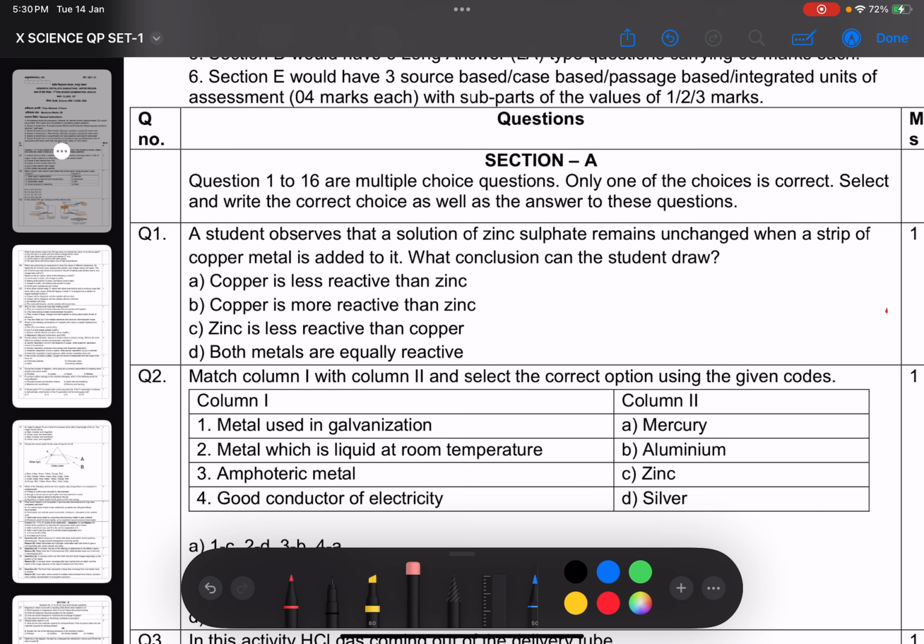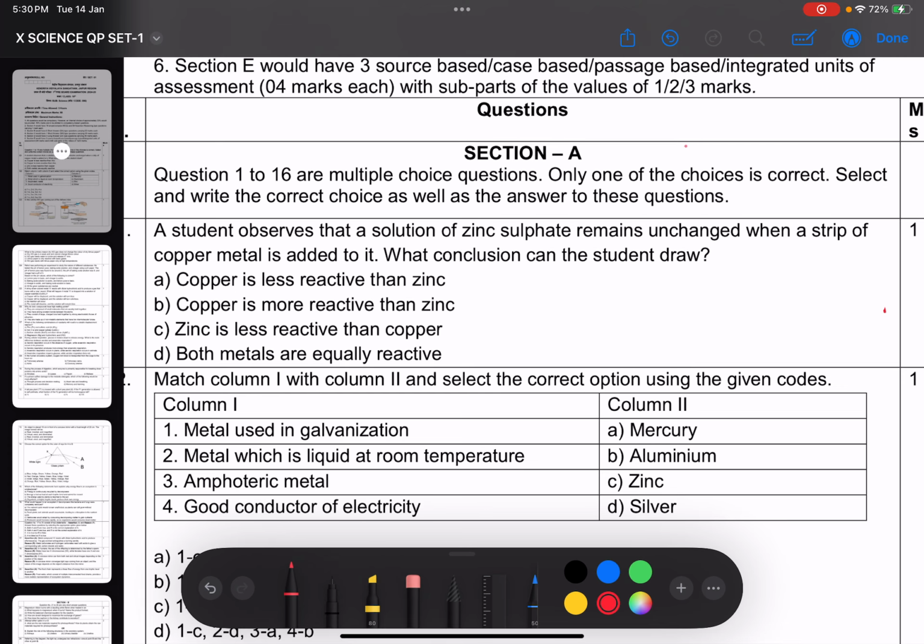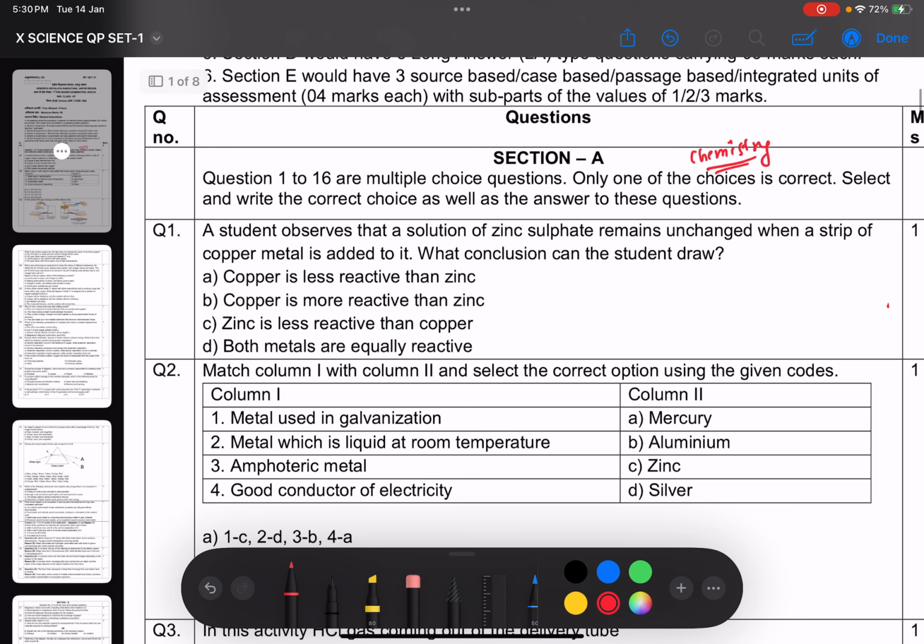So today we are going to discuss some of the questions from chemistry class 10th. Okay, this is the question paper of science. So we are going to attempt some of the questions from the chemistry part.